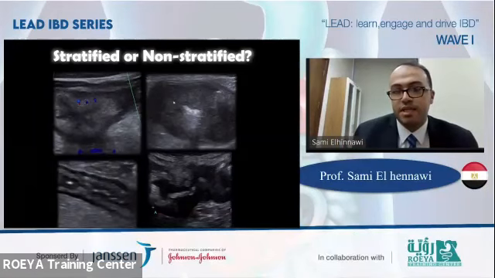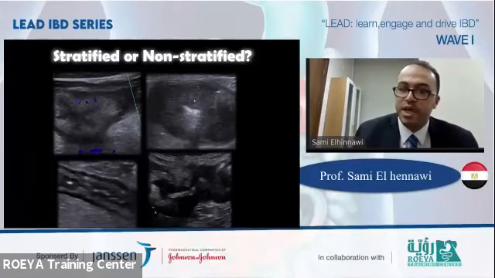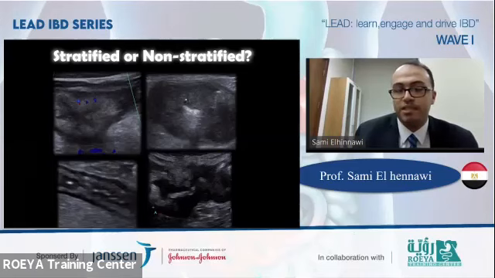Unlike here, there is bowel wall thickening, a non-uniform and attenuated lumen, and the wall is totally hypoechoic with no identification of the different bowel layers, loss of stratification. That suggests neoplastic processes, an adenocarcinoma of the colon.